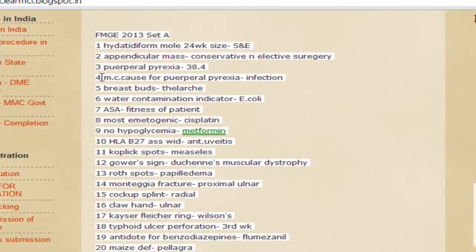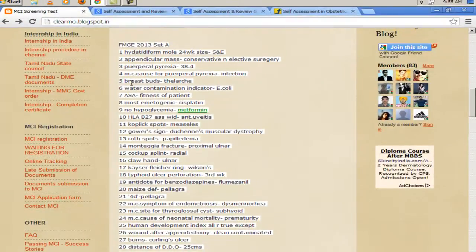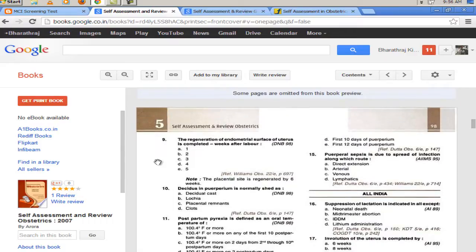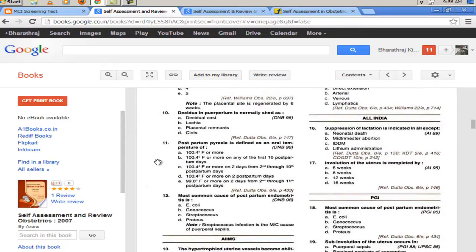The next question we'll be going through will be most common cause of puerperal pyrexia, and then you can go with breast buds, Thelarche. So let us go to Google Books and search for this book, Self-Assessment and Review of Obstetrics by Sakshi Arora Ma'am. It's the older version, there are much newer versions present. Go to chapter 5, page number 98, and have a look at question number 11.